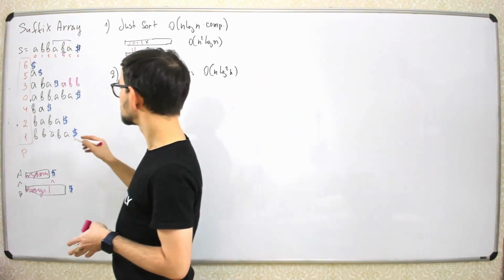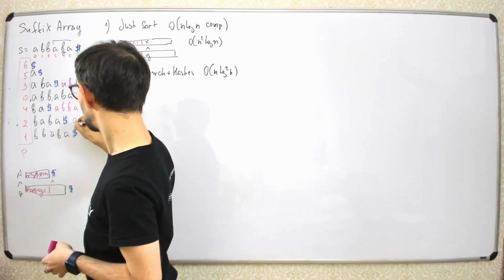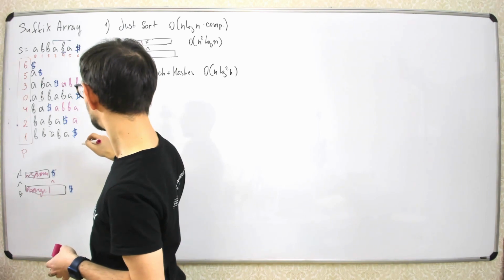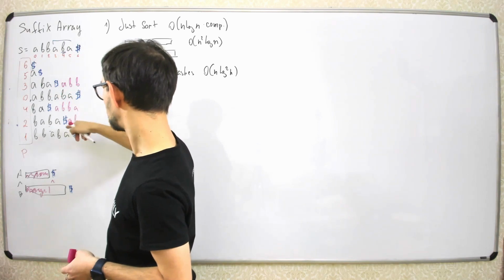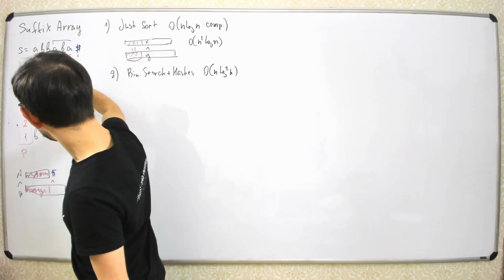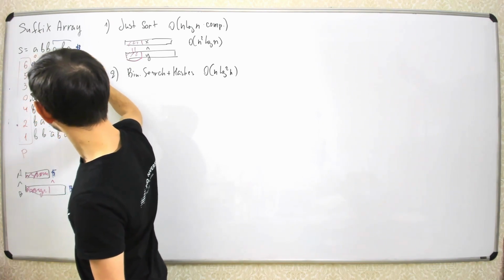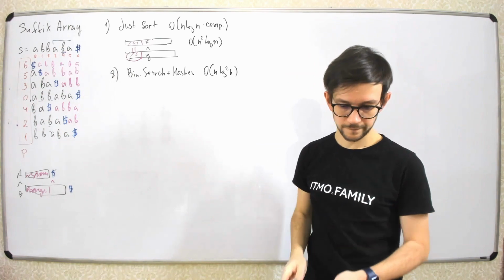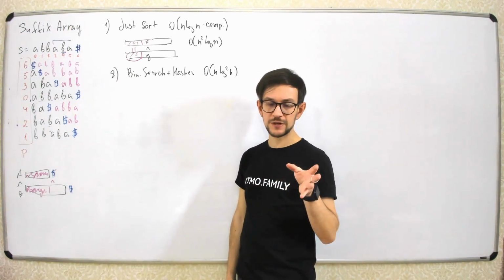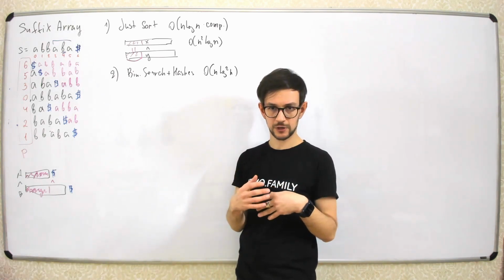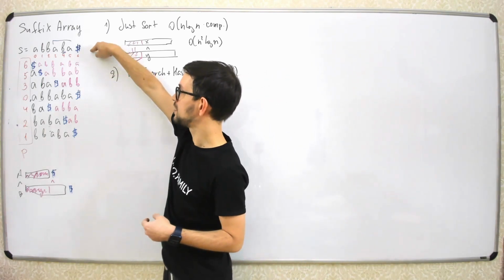And now do the same to all other strings. So we have here A, B, B, A. Here we have A. No, it must be AB, right? AB. Slightly not lined up. Okay. So here we have A, B, B, A, B, and here we have A, B, B, A, B, A. So now, instead of suffixes, we have cyclic shifts of this string, right? So now all these strings are cyclic shifts of this string S.